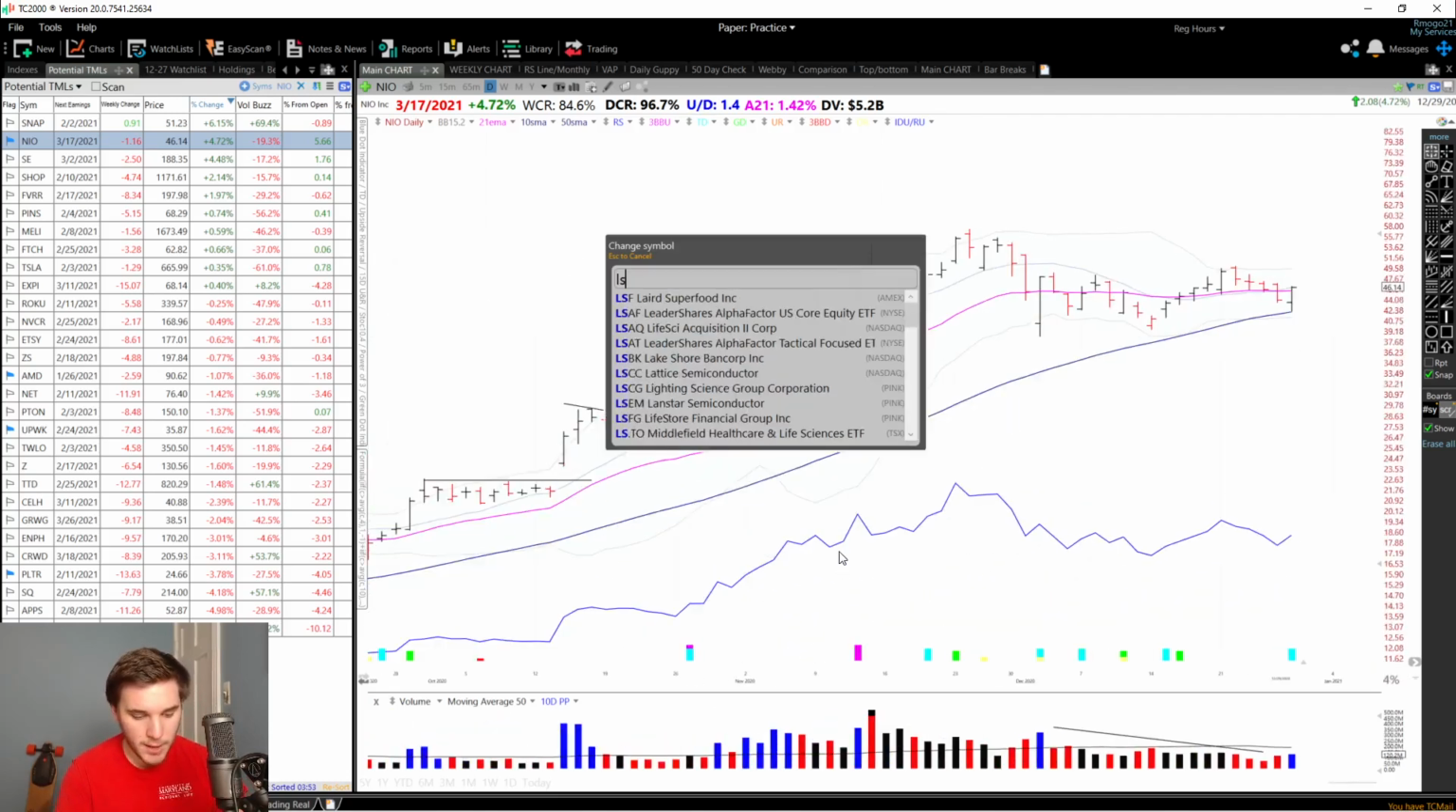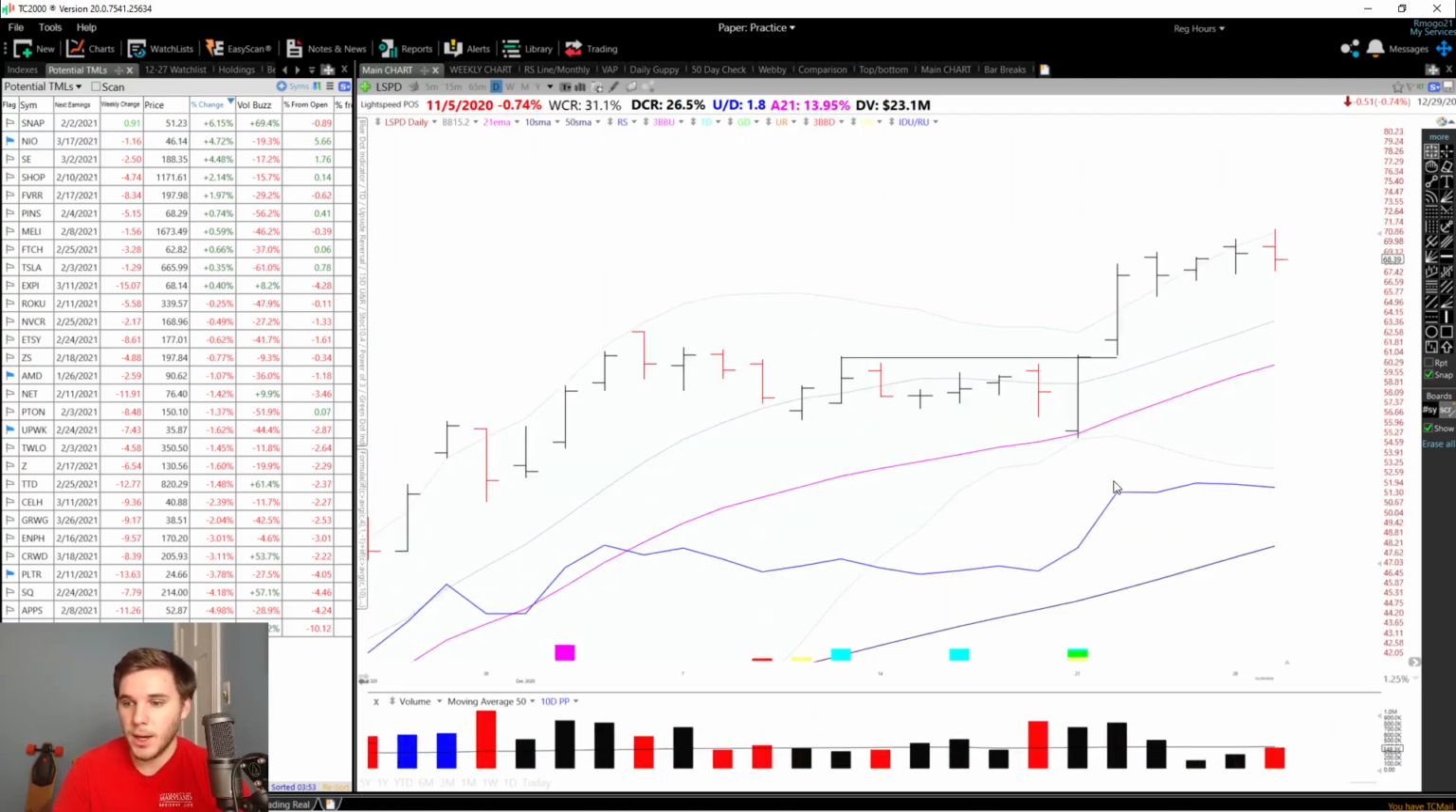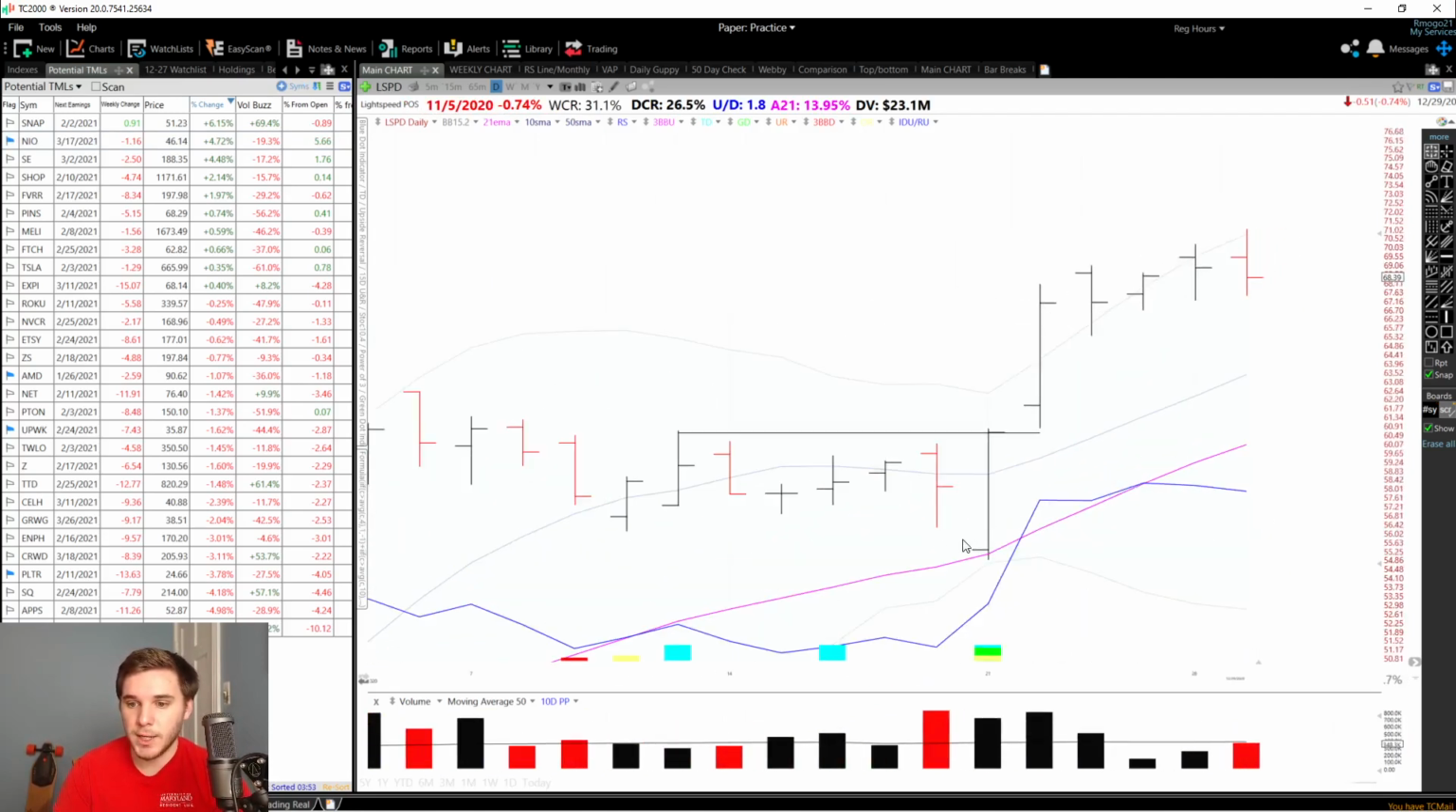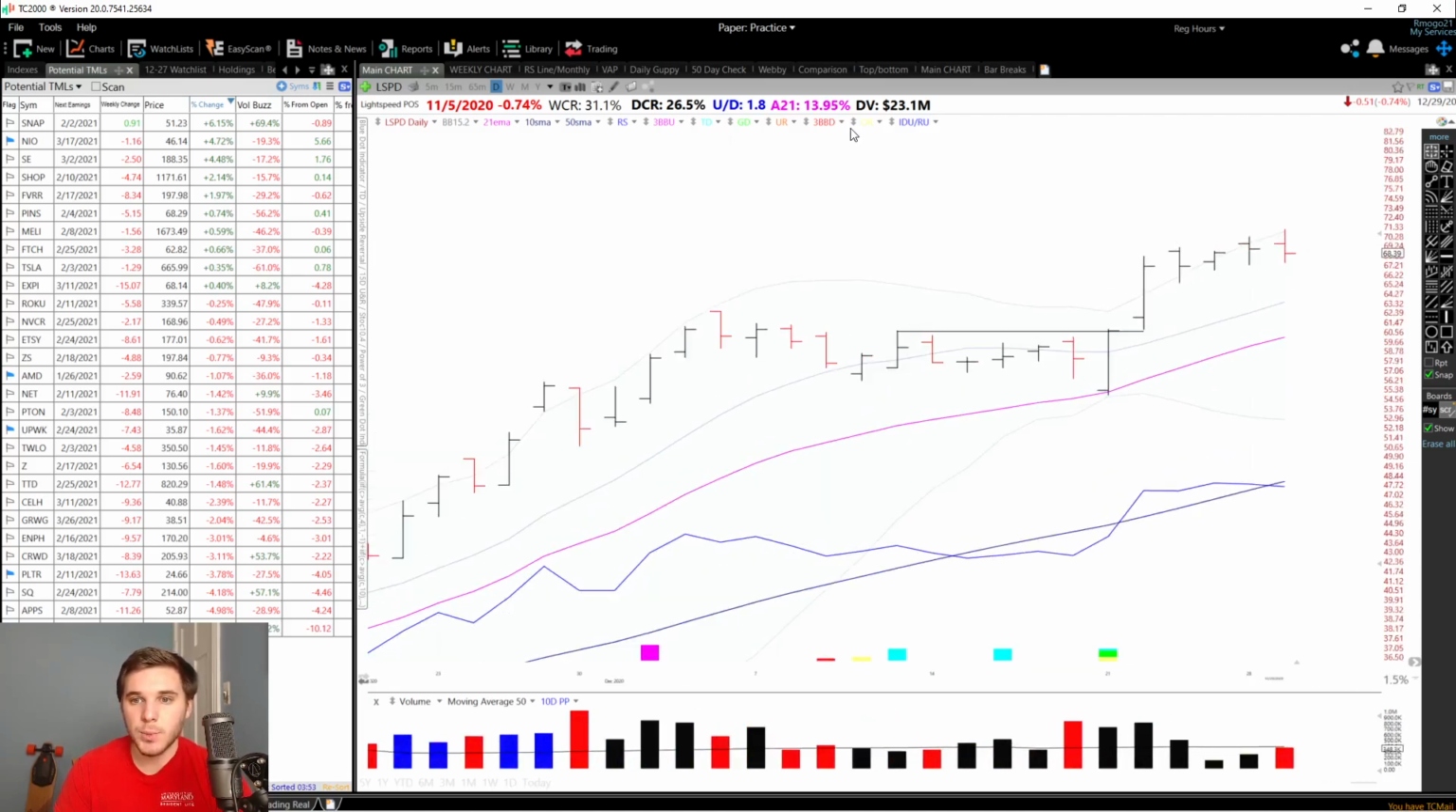If we go to LSPD from last week, you've got an oops reversal right here. It gapped down to the 21 EMA, found support there, moved back through this low, and then finished very strong in a bullish outside day. So that is the oops reversal.